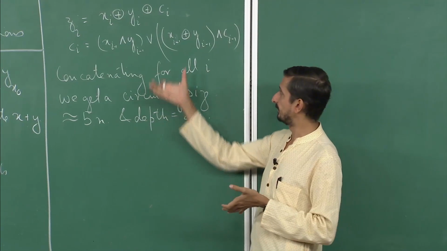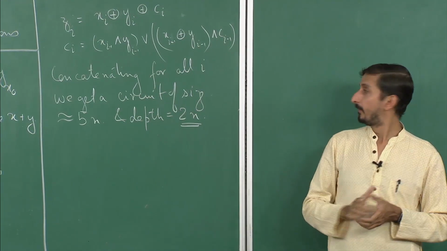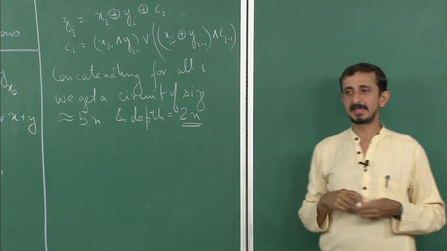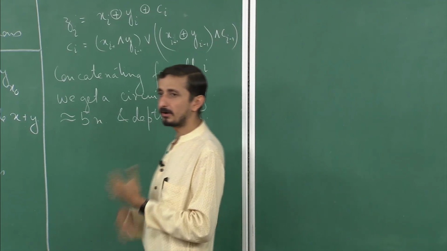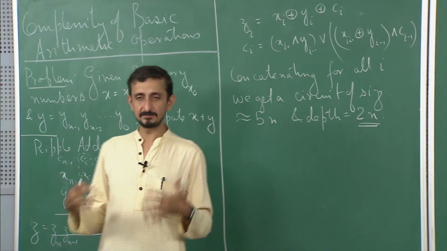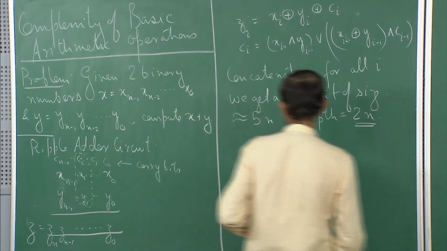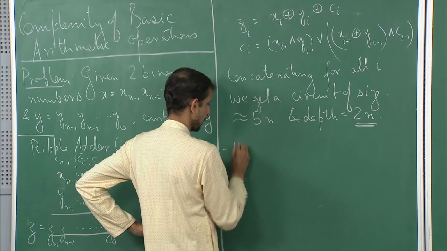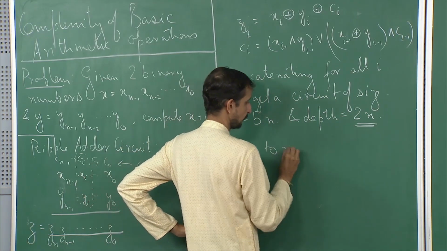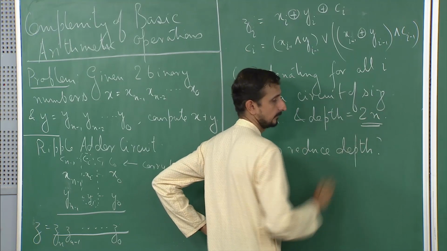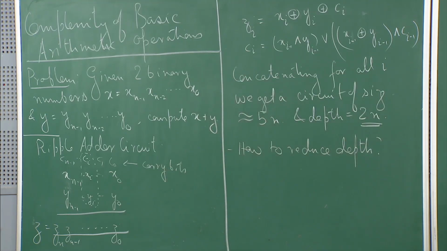Okay, how can we do the computation of these carries in a parallel manner? Note that here we are doing it in a sequential manner. This is a very inherently sequential circuit. So, as I said, the question is how to reduce depth. Okay. So, again this is something that you probably would have seen in your computer organization course or somewhere.